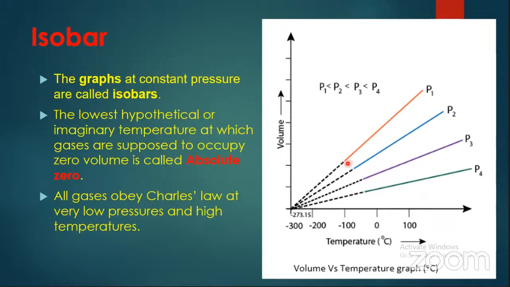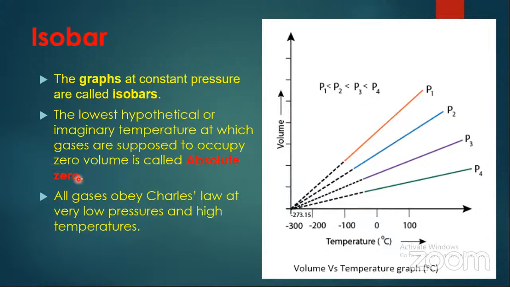Then if you extrapolate the line downwards, it will touch zero volume. If you extrapolate the line downwards to zero volume, it reaches a temperature of minus 273.15 degrees centigrade. The temperature is taken in degrees centigrade, students. So up to here the line actually ends, but if you want to touch zero volume, you have to draw the line downwards. This is the origin, zero volume. Then what is the temperature? The temperature is minus 273.15. So this temperature is called absolute zero.